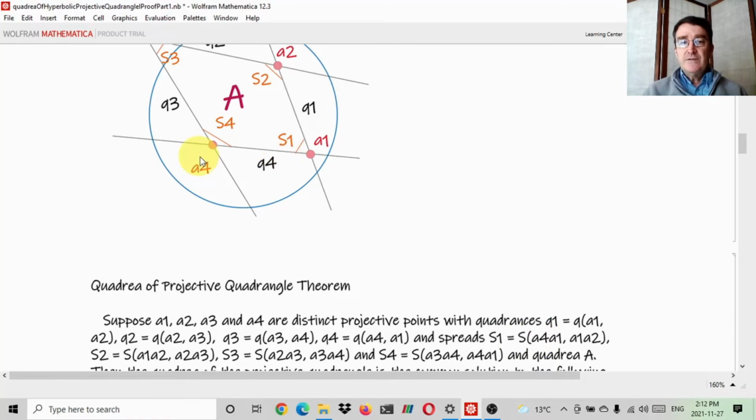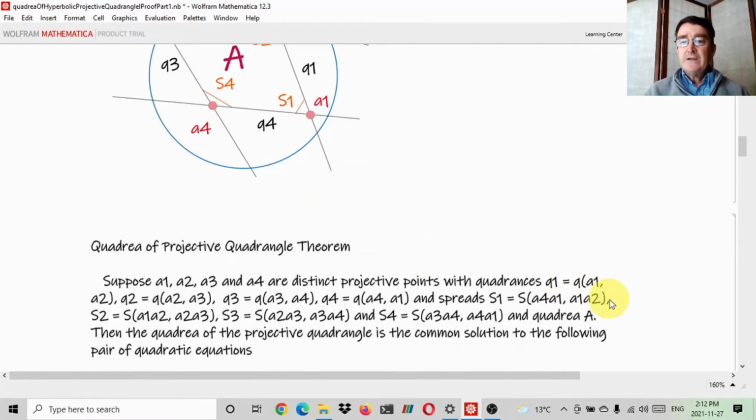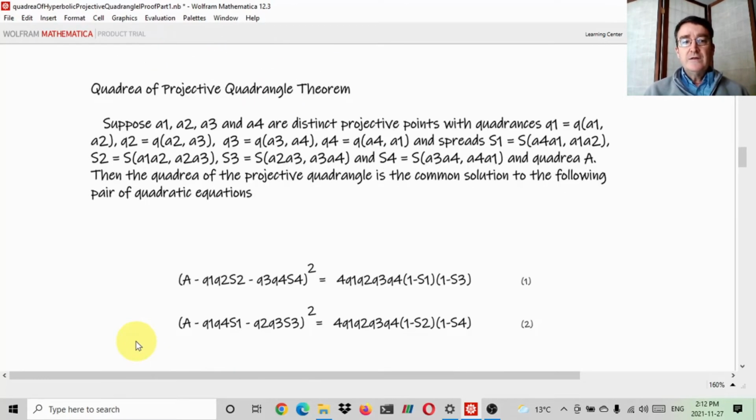spread between the lines A1A4 and A1A2. S2 is the spread between A1A2 and A2A3. S3 is the spread between lines A2A3 and A3A4, and similarly S4 is the spread between A3A4 and A4A1. And quadrea A. Then the claim is that the quadrea of the projective quadrangle is the common solution of the following pair of quadratic equations. So here are the two quadratic equations.